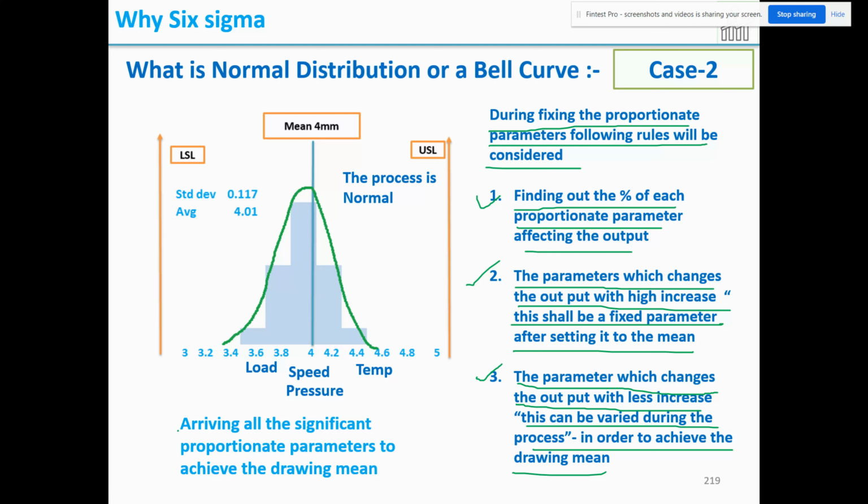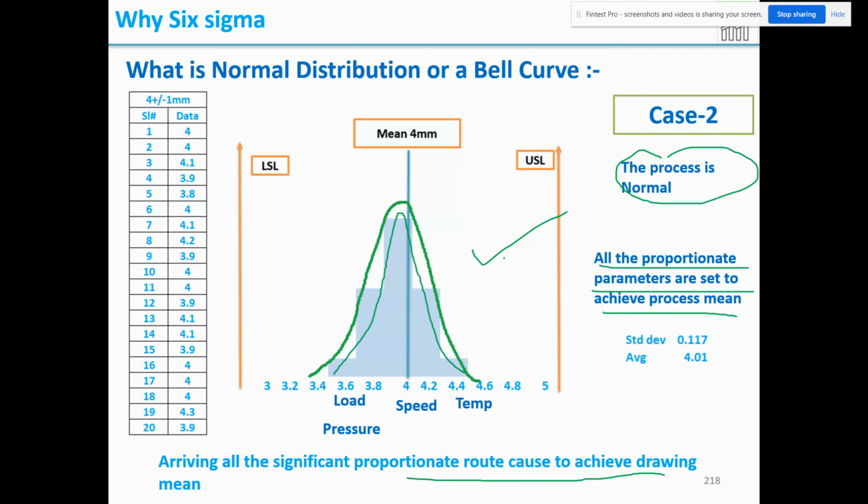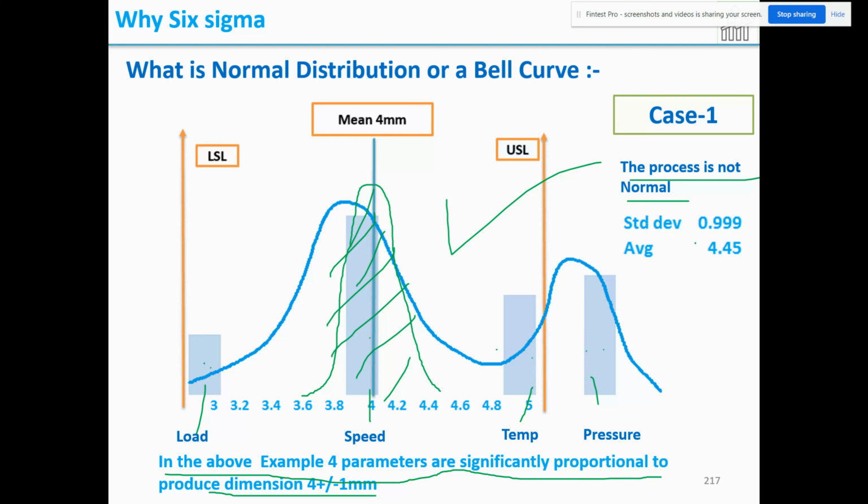So therefore, arriving at all the significant proportion parameters to achieve the drawing mean, the process will become a normal distribution, it will become capable, and it will meet the drawing requirement center value or design value. That means your process mean will overlap with the drawing mean. Now, in this case, the standard deviation is just 0.11 and the average is 4.01. See, the standard deviation is also very small, and the average is also meeting the drawing average. But in this case, the average is 4.45 and the standard deviation is more.